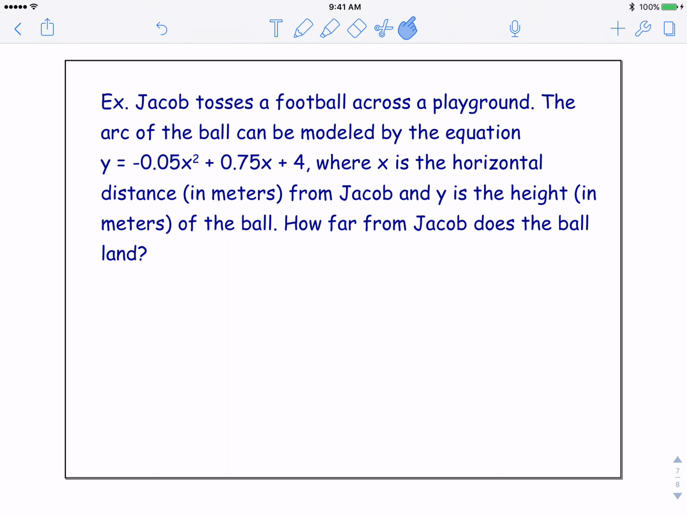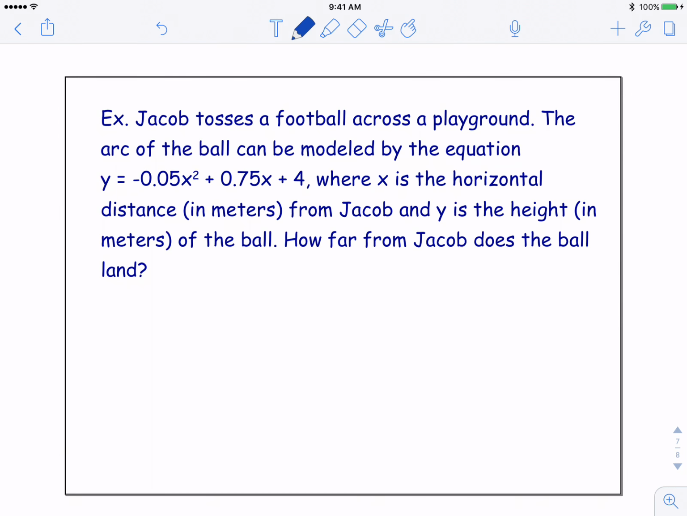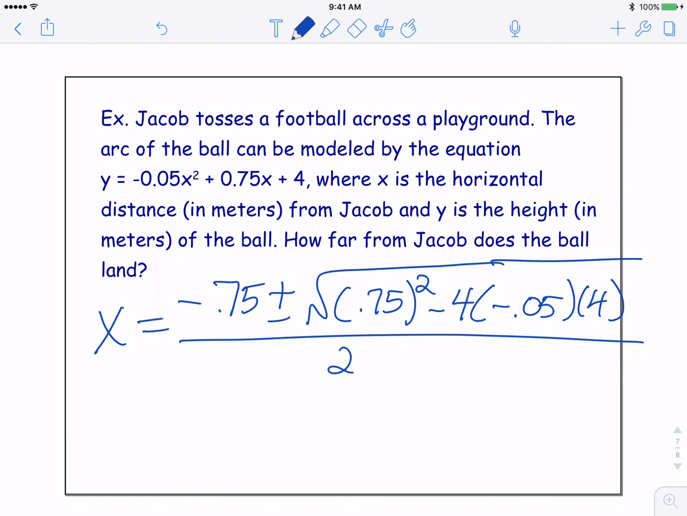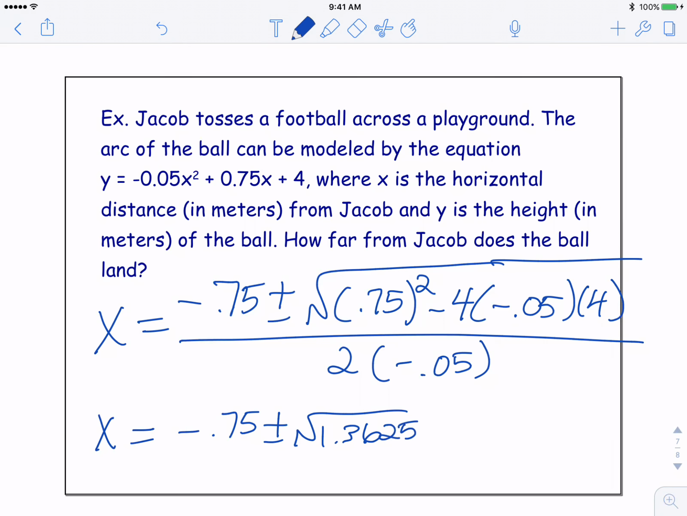After plugging into that quadratic formula, you should have gotten something like x is equal to negative 0.75 plus or minus the square root of 0.75 squared minus 4 times negative 0.05 times 4 all over 2 times the a value of negative 0.05. Simplifying even further, you should have been left with a simplified version of negative 0.75 plus or minus the square root of 1.3625 all over negative 0.1.